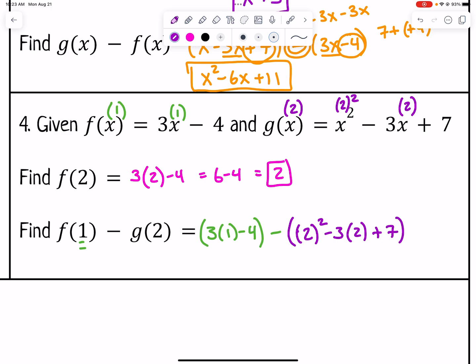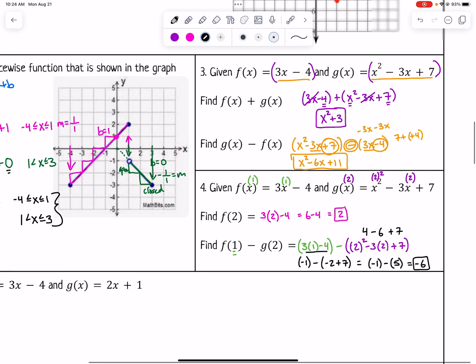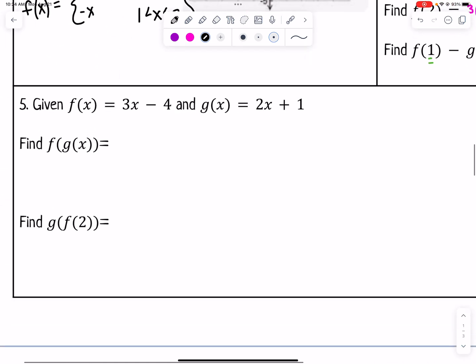And then you just need to clean all that up either by hand or with your calculator. So 3 times 1 is 3, minus 4 gives me negative 1. And then minus, let's see, we would get 2 squared is 4, minus 3 times 2, which is 6, plus 7. So 4 minus 6 would give us negative 2 plus 7. All right, so now I have negative 1 minus negative 2 plus 7 is 5. And negative 1 minus 5 would give me negative 6. So your final answer to those problems is just going to be a number. But you get there eventually, following all those steps.